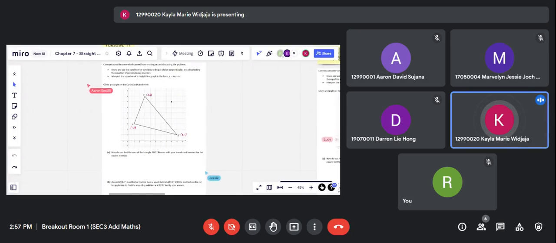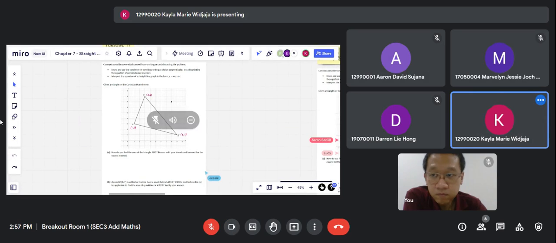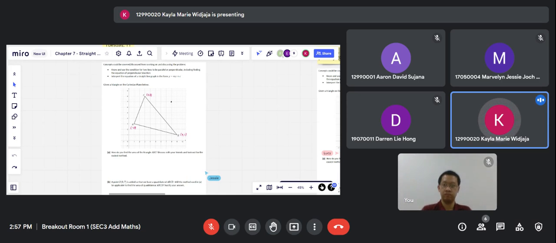The same length as AC again, so double the AC. And then we will make that line the base and the AB the height.